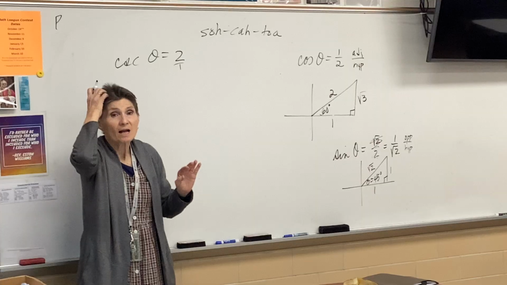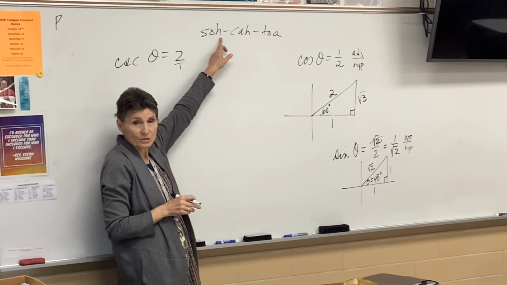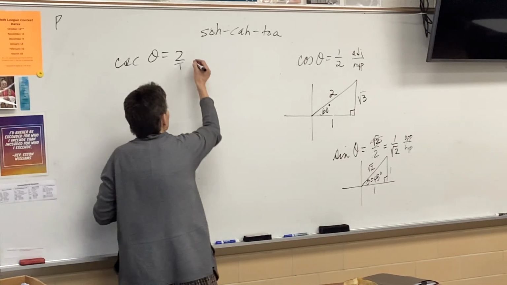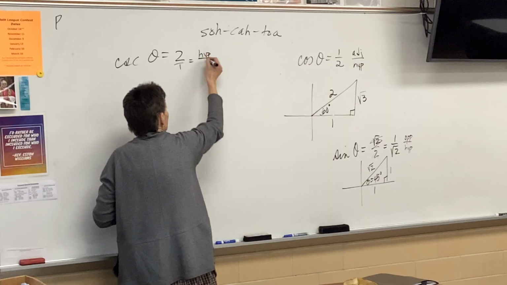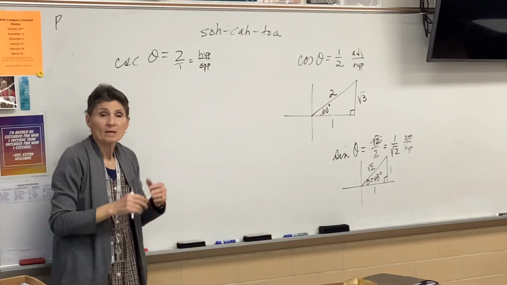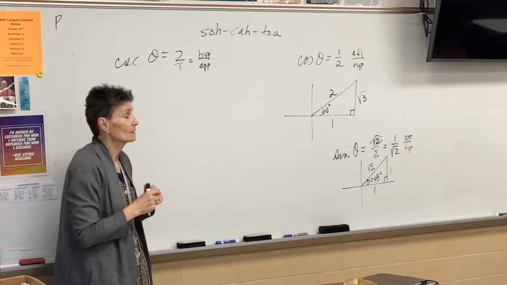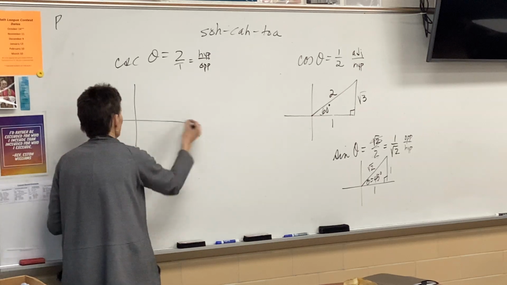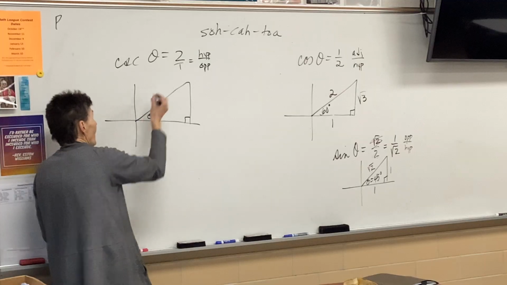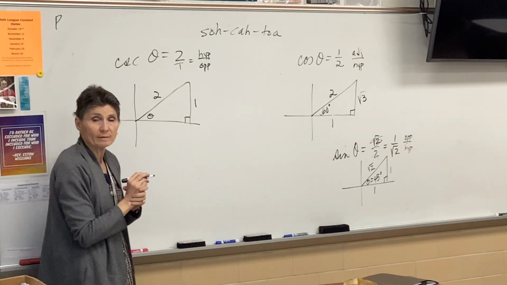So if sine is opposite over hypotenuse, cosecant is hypotenuse over opposite. Cosecant is the reciprocal of sine. So I'm going to draw my triangle. Here's my angle. The hypotenuse is 2, and the opposite is 1.